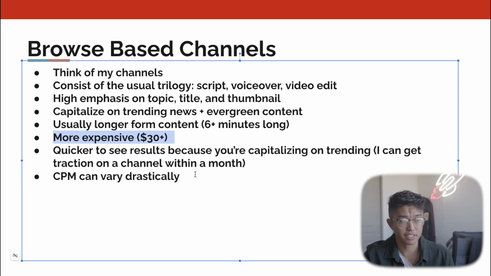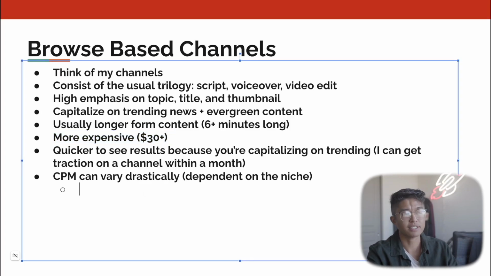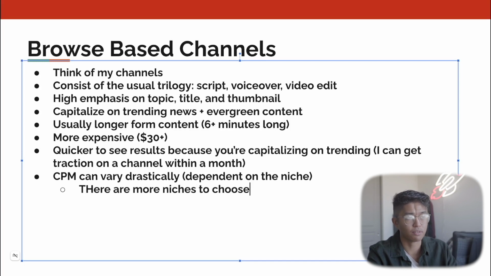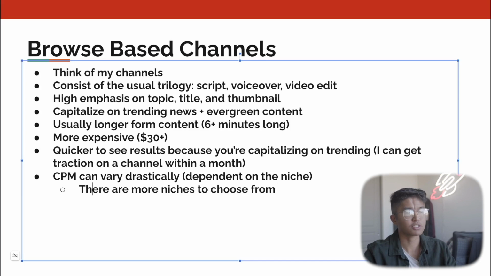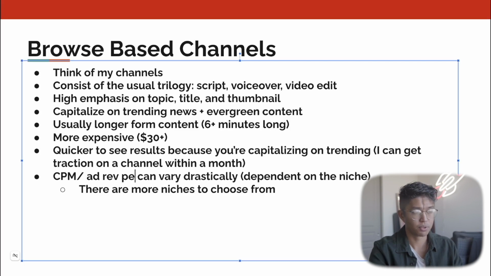And so with browse-based channels, the CPM can vary drastically. This is dependent on the niche. And another thought is that with browse-based channels, there are more niches to choose from. So what I mean by this, okay, let's first start with the CPM. CPM can vary drastically because, or not just CPM, I would say ad rev per views.